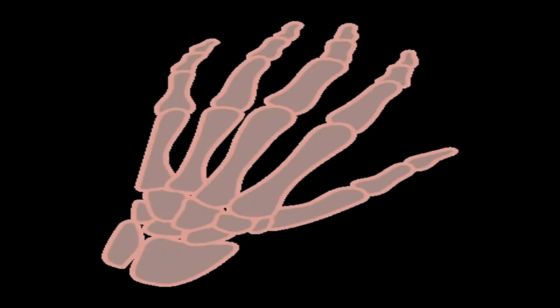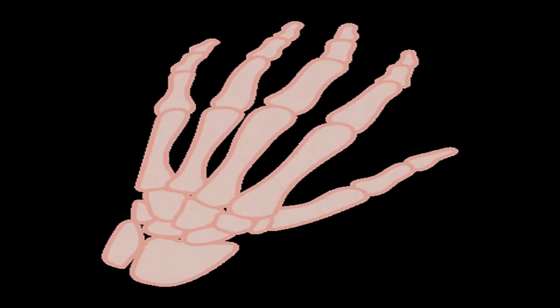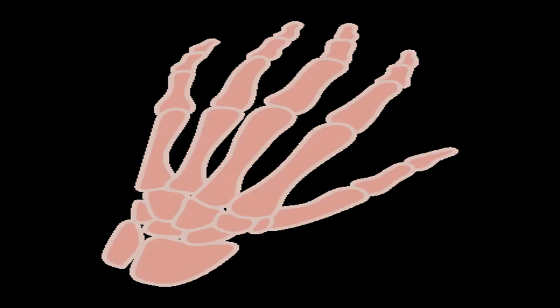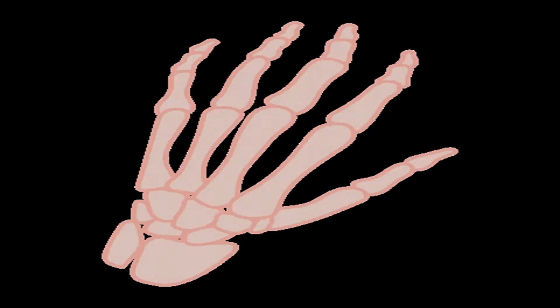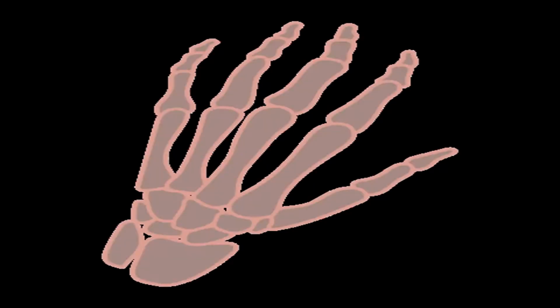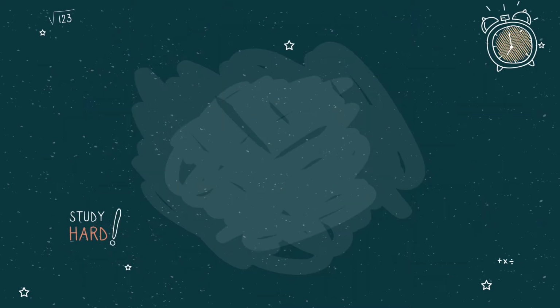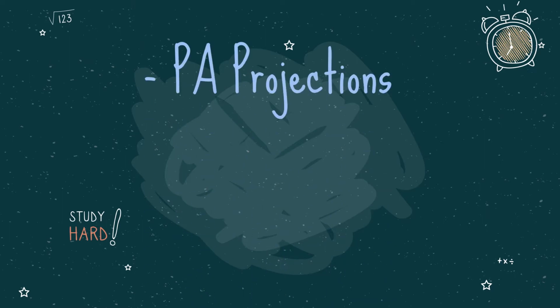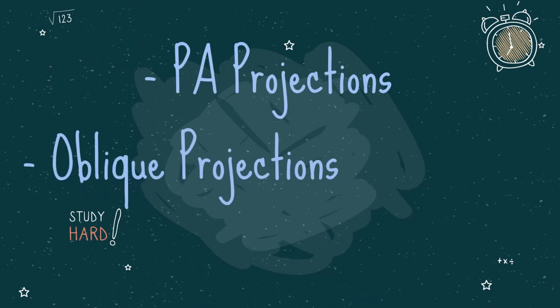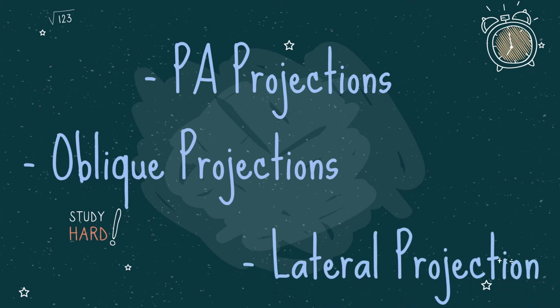Good day, I am Eliza May Buaya, and I am here to demonstrate the different projections that are commonly used on the second to the fifth digits of our hands. The different projections that I'm going to tackle today are first, the PA projection, the oblique projection, and the lateral projection of the second to the fifth digit.